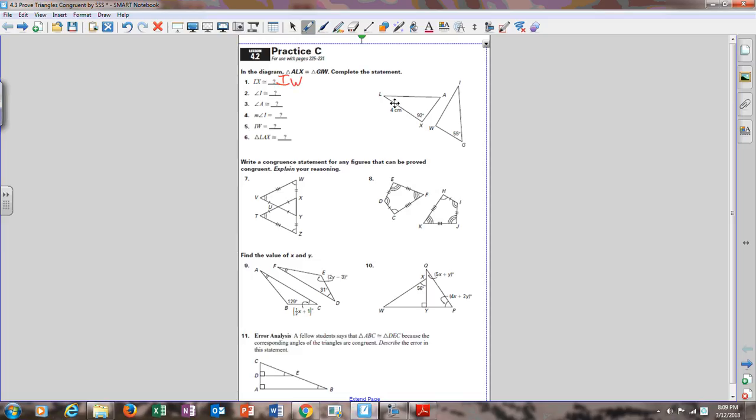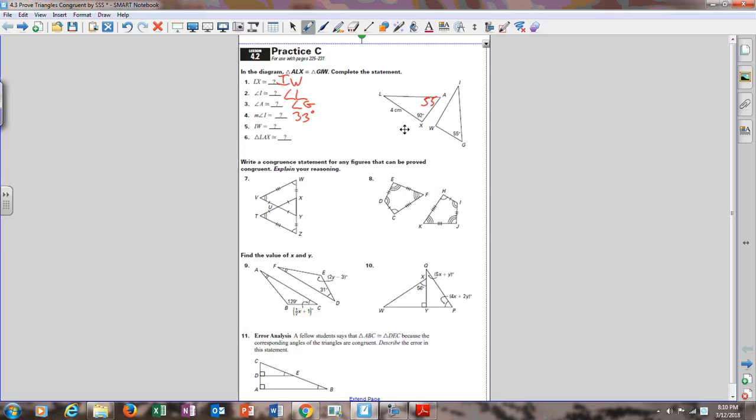Then angle I is congruent to angle L. Angle A is congruent to angle G. And the measure of angle I is the same as the measure of angle L. Right? And the measure of angle G is 55, so the measure of angle A is 55. So then 92 plus 55 gives you 147. So you do 180 minus 147, which gives you 33 degrees.